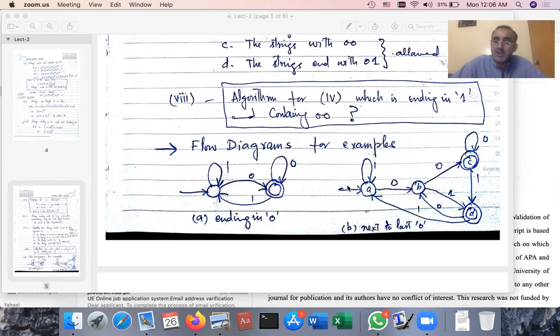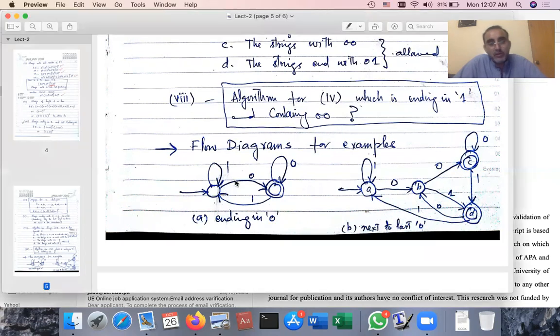Now, the next concept is drawing some flow diagrams. For example, if the example is strings ending in zero, how can you write the flow diagram for it? You start with the arrow, then you draw a circle representing a state, the initial state, ending in zero. Then you have to take zero, and after taking zero, only zero is part of this definition, so after taking zero this string can only be zero.